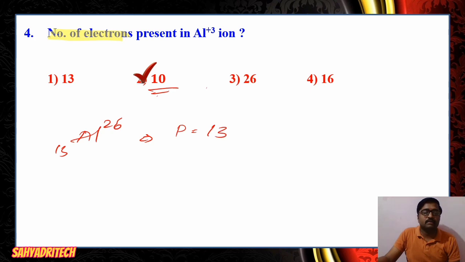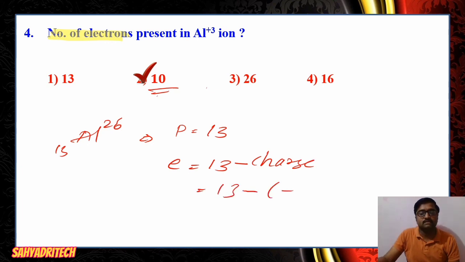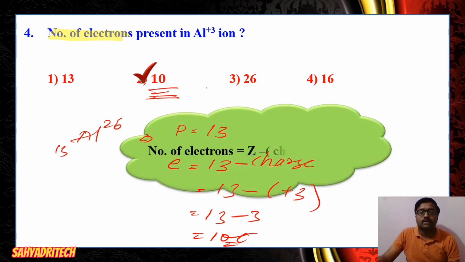And what about electrons? Atomic number 13, minus charge of the species. So 13 minus, what is the charge? Plus 3. So 13 minus 3. So what is the answer? It has 10 electrons. So we said 10. So option second, right? Well, so number of electrons is equal to atomic number minus charge of the ion. So if it is positive, we have to place positive charge. If it is negative, we have to place including negative sign, right?